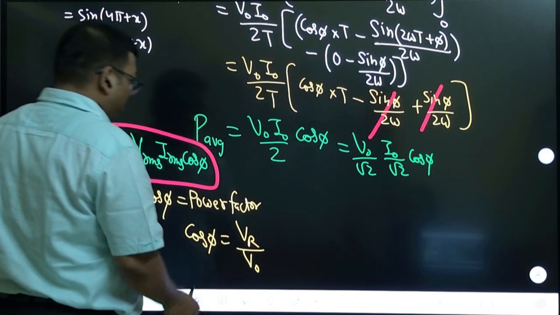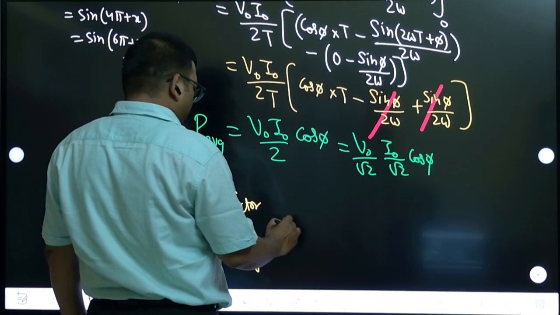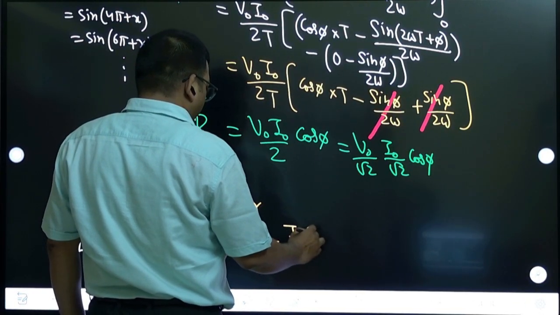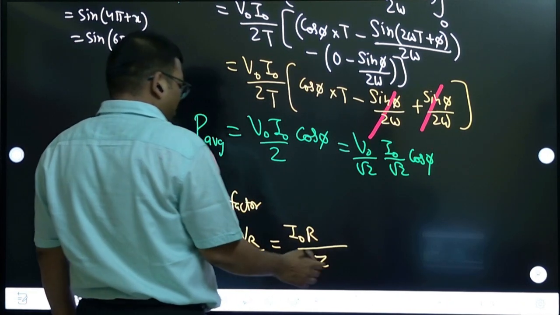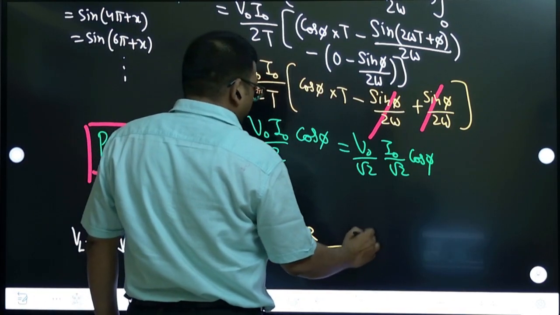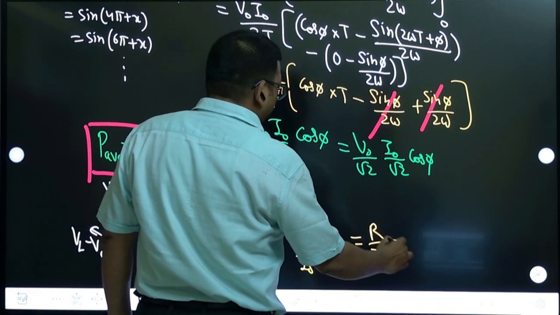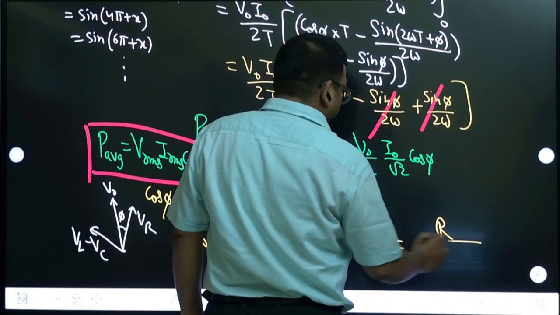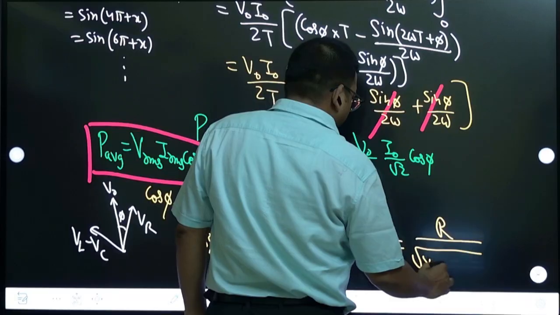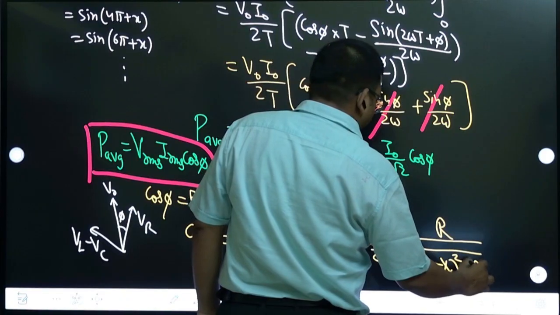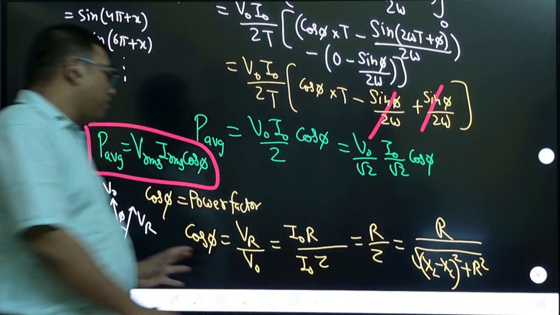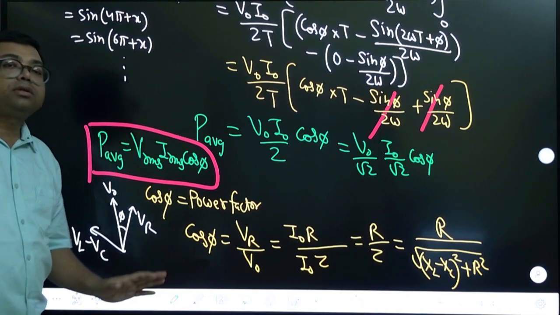Okay, and what will be VR? VR will be I naught into R, and V naught will be I naught into Z, impedance. This got cancelled. So you got R by Z. Z, if you want, you put it. Z is root under XL minus XC whole square plus R square. Okay, so this is how cos phi can be calculated, right?